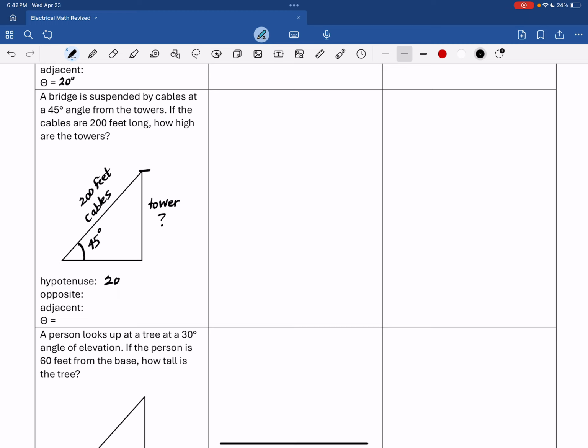So we know the hypotenuse. We want to know the tower height, and we know theta. Sine of 45 degrees is equal to opposite over hypotenuse. So I'll multiply both sides by 200. So T is going to be approximately 200 times the sine of 45, and that's 141.42 feet.